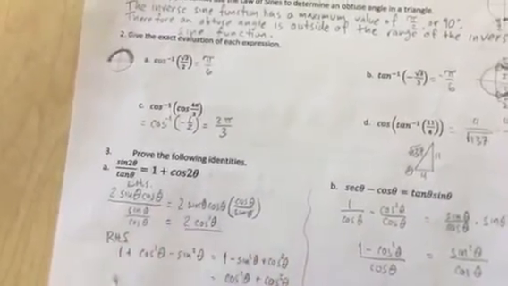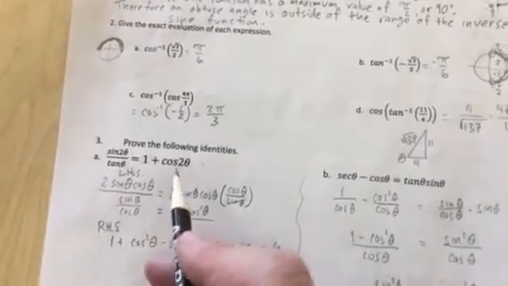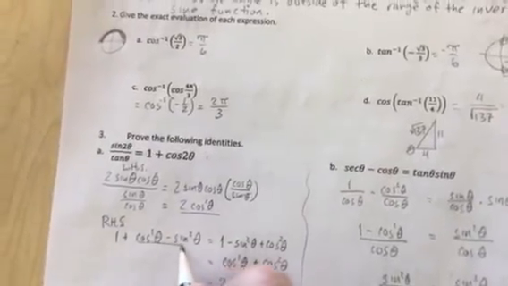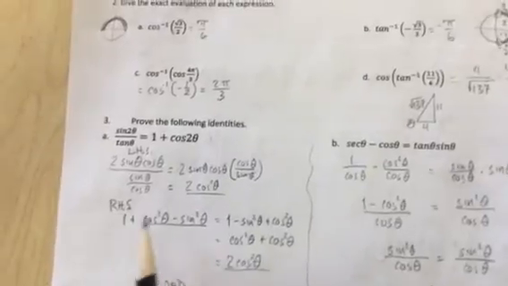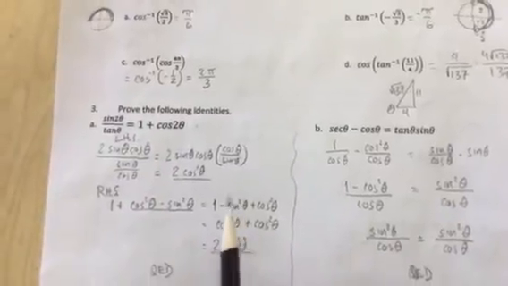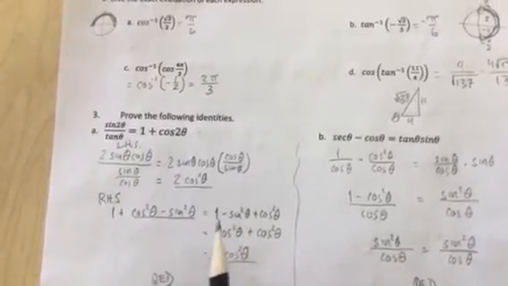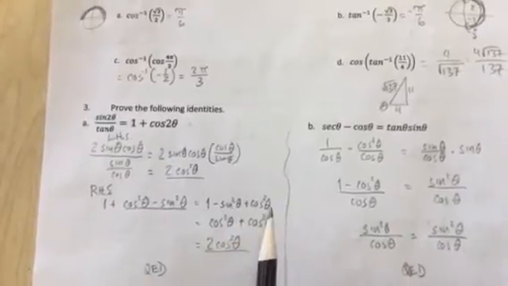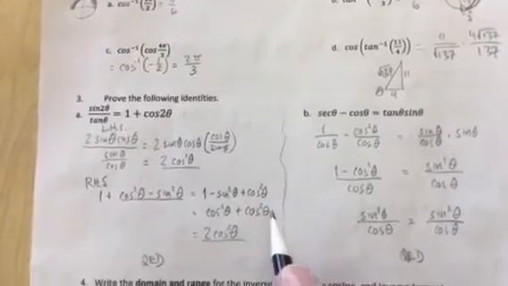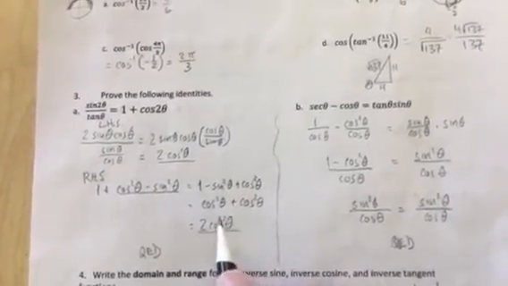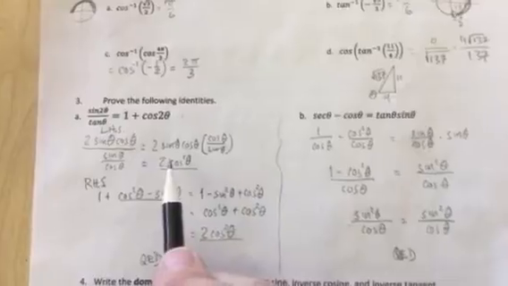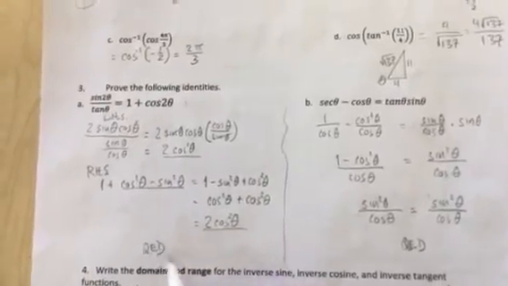If I look at the right-hand side, 1 plus cosine of 2 theta, well, the double angle formula for cosine is cosine squared minus sine squared. So I have 1 plus cosine squared minus sine squared. Well, I could rearrange those terms a little bit to be 1 minus sine squared plus cosine squared, and 1 minus sine squared is cosine squared. So what I've got is cosine squared plus cosine squared. That's 2 cosine squareds. So now my right-hand side is 2 cosine squared, and my left-hand side up there was 2 cosine squared. So since they're equal, we've proved the identity, QED.